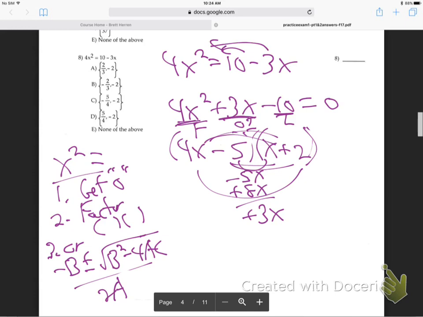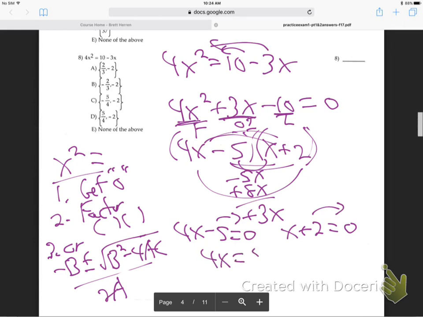So then set each one equal to 0. The first one is 0. The second one is 0, like that. Right? Because the two things times to be 0, either one could be 0 to make that happen. Jump that to the other side. Jump it to the other side. 4x is 5. Divide by 4. So negative 2 or 5/4. That's D, huh? Negative 2 or 5/4.